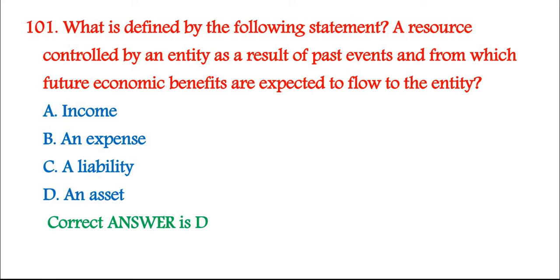101. What is defined by the following statement? A resource controlled by an entity as a result of past events and from which future economic benefits are expected to flow to the entity. A. Income. B. An expense. C. A liability. D. An asset. Correct answer is D.